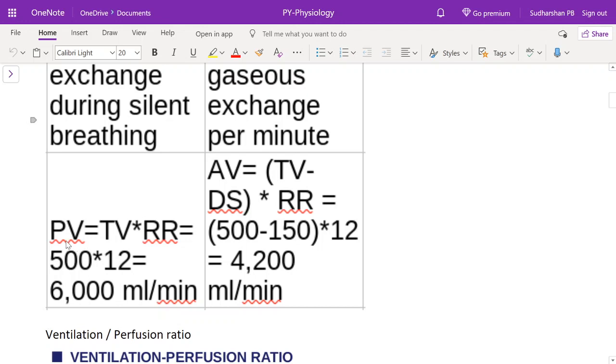So pulmonary ventilation is equal to tidal volume into respiratory rate. So we have 500 into 12, or 6000 ml per minute. And alveolar ventilation we have including the dead space. So tidal volume minus dead space into respiratory rate. Substituting the values, 500 minus 150 into 12, this is 4200 ml per minute.